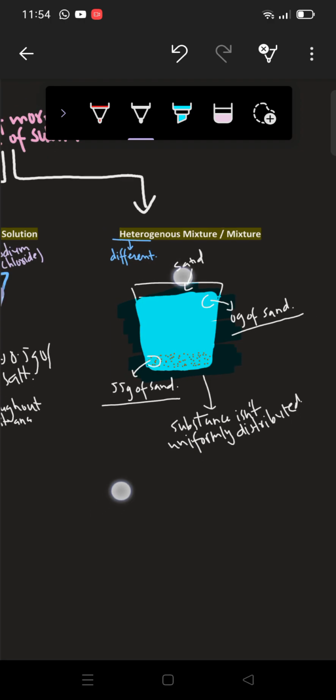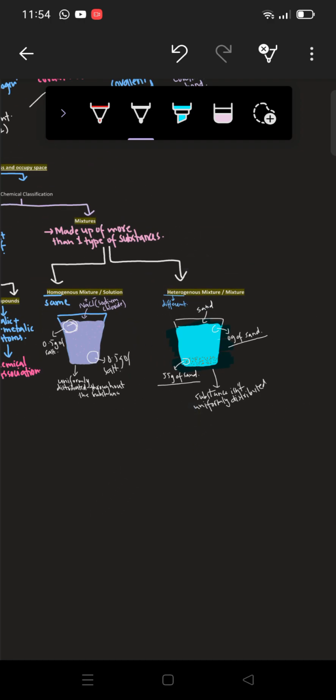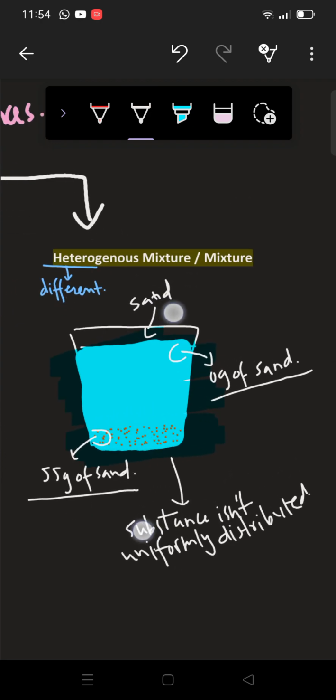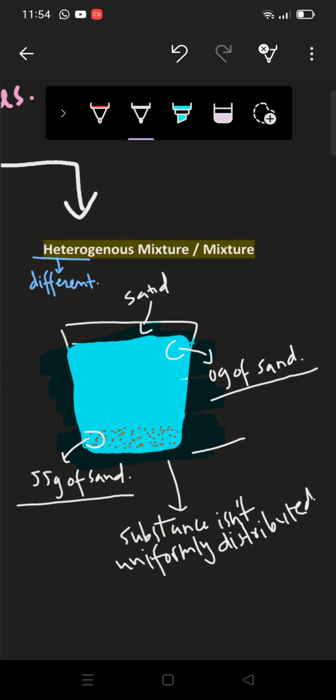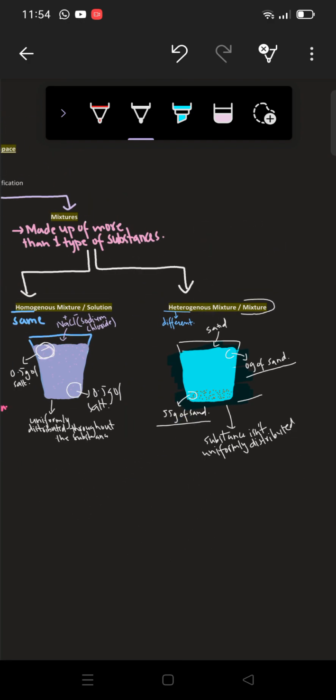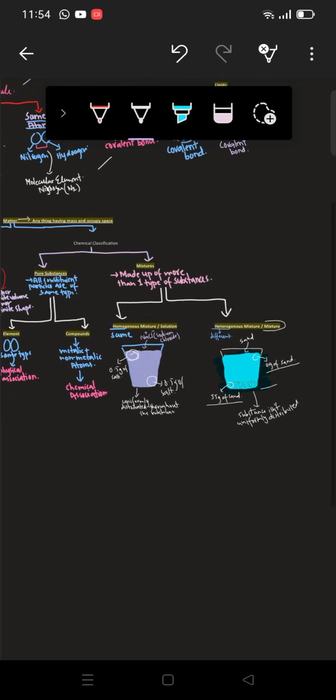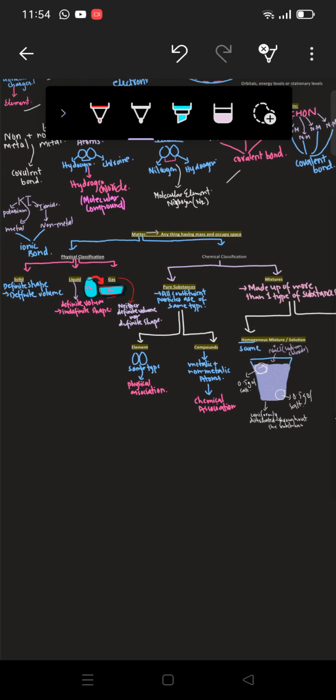So that's why this is non-uniformly distributed, and homogeneous is uniformly distributed. Since the sand would not be dissolved inside the water, that's why it is also known as mixture. So homogeneous has the second name, which is solution, just because whenever we put another substance inside the water, it gets dissolved. That's why it becomes solution. However, when we put something inside the water and it is not dissolved, that is mixture or heterogeneous mixture. So this was all for today, as we have gone through the diagram of matter and how it is classified. In the next video we'll be going with how an atom stabilizes itself.